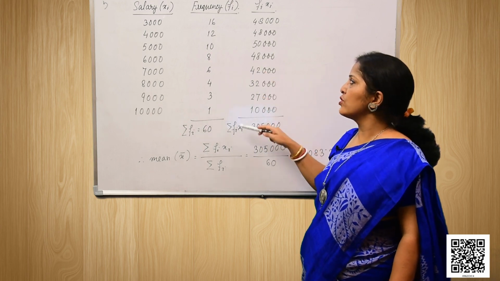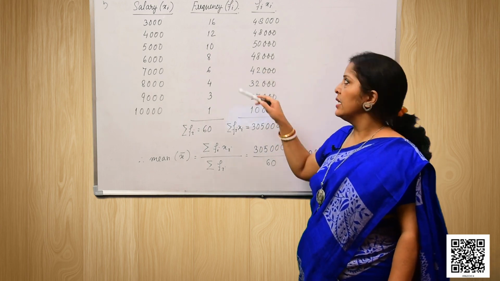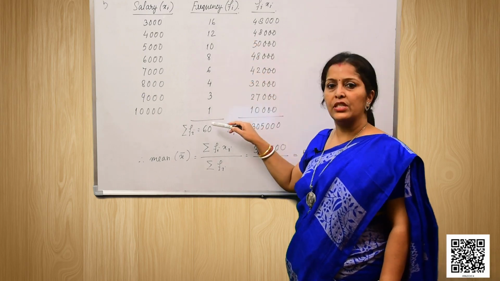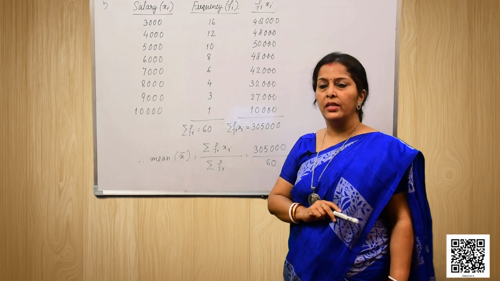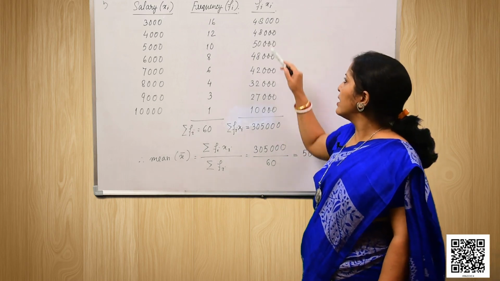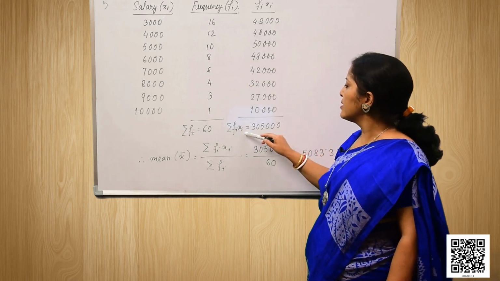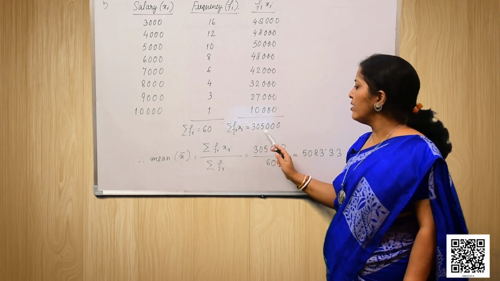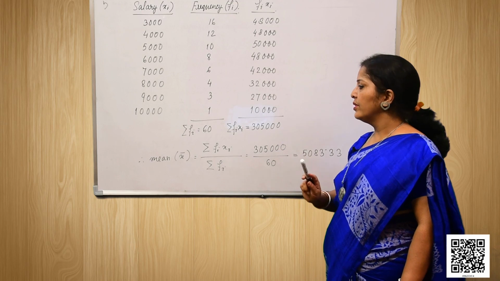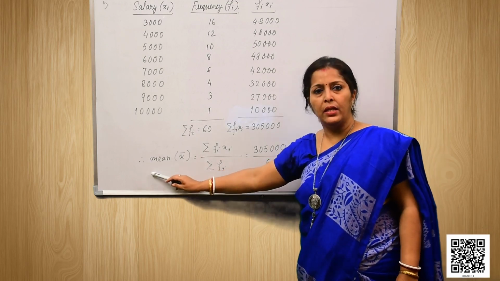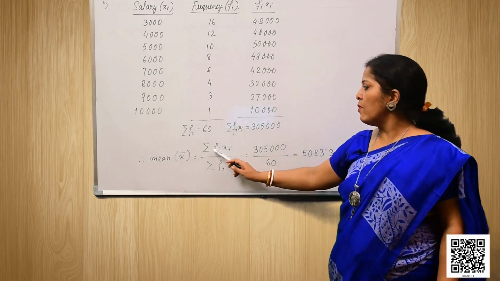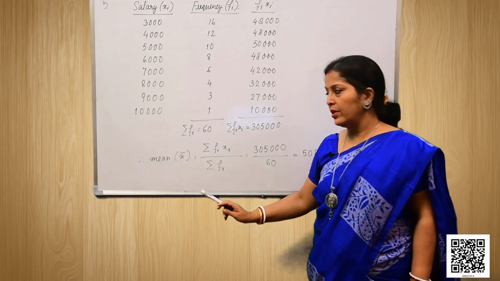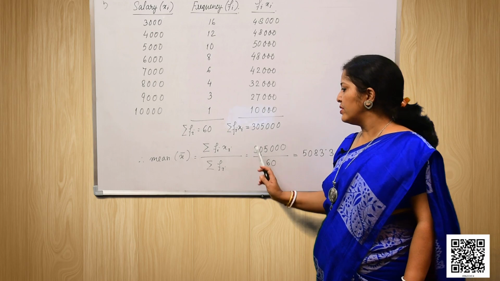Now we find the total of both the columns. The sum of f is equal to 60 which is also given to us in the question. Then the next column, that is the sum of fx, and the answer we get is 305,000. Next, to find mean, the formula is sum of f into x divided by sum of f. So, we put these two values there.